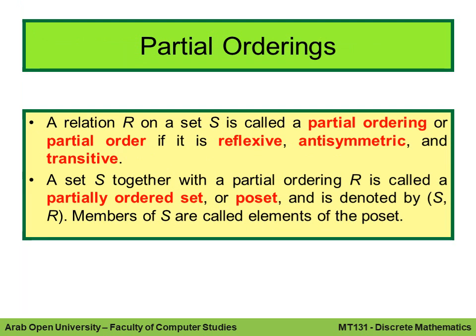Next, we would like to cover partial ordering. A relation on a set is called a partial ordering or a partial order if it has the three properties: reflexive, antisymmetric, and transitive. If you have a set S with a partial ordering R, then the pair will be called a partially ordered set, or a poset for short. And you can write it as an ordered pair S and the relation R that gives it the partial order.